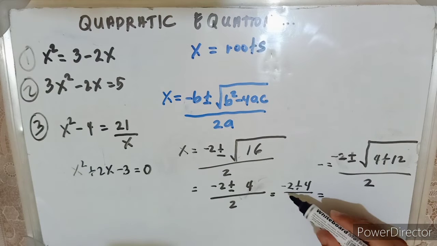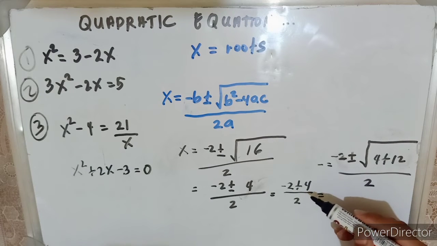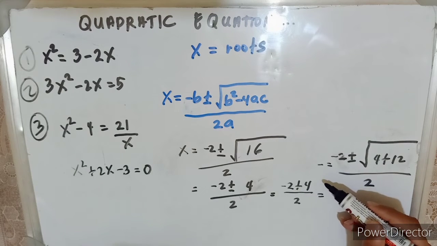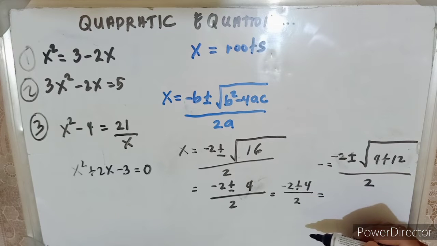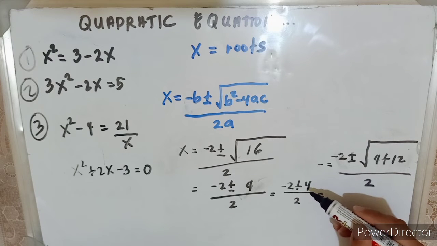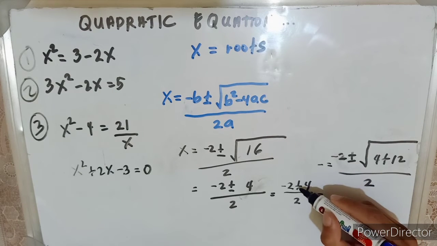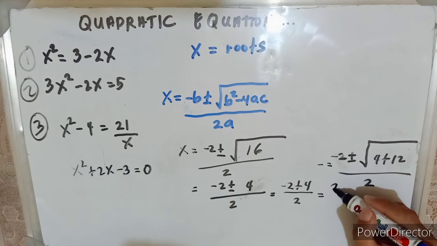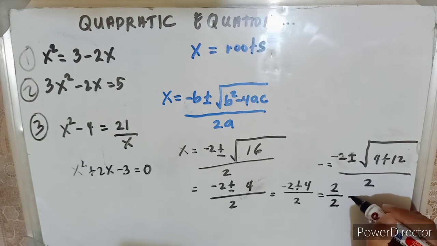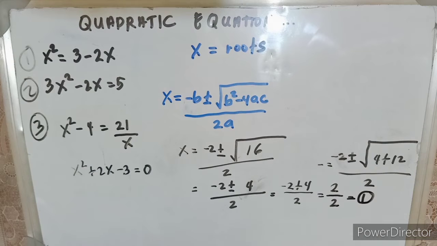Okay, so unlike signs, negative and positive, what you do is subtract. So 4 minus 2 is equal to 2. Whichever number is higher, follow the sign of that number. The higher one is 4, what is the sign of 4? Positive. Therefore, the answer is positive 2 divided by 2, which is equal to 1. So this is the first value of x.